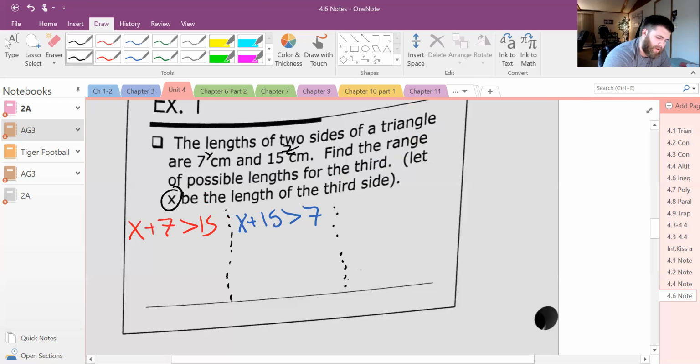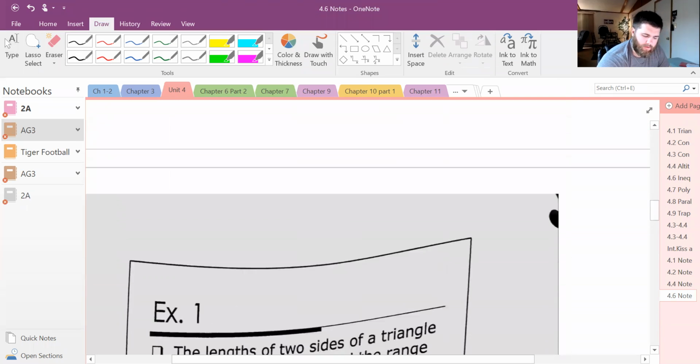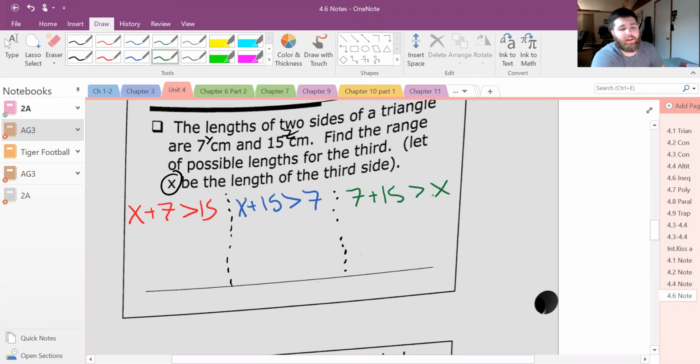We don't know what x is. That's the whole point of doing this. And last but not least, we have y plus z is greater than x. So y is 7 plus z is 15 is greater than x. We got to set up three inequalities. Not a big deal.